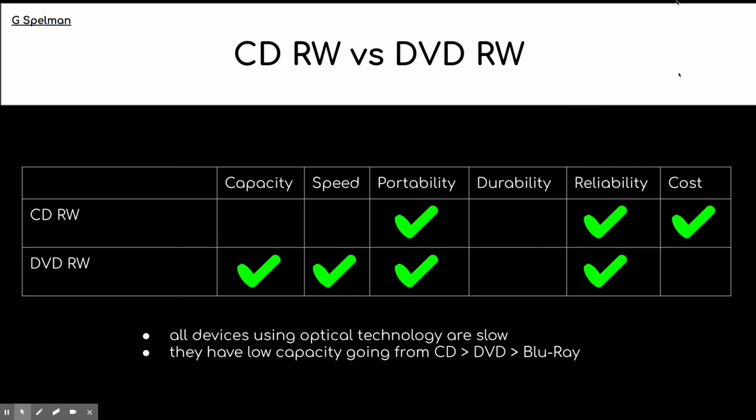Portability, both of them get a tick there because they can be carried around quite easily. You can put them in their case, protect them from damage. Durability, they are easily scratched, easily broken, so they don't get a tick there. They're both reliable. However, it's no surprise that the CD is coming out cheaper because it hasn't got the potential to have as much capacity or speed.